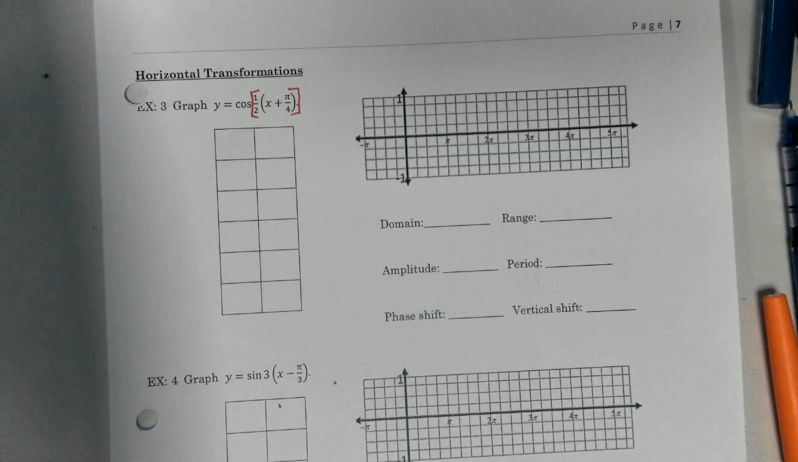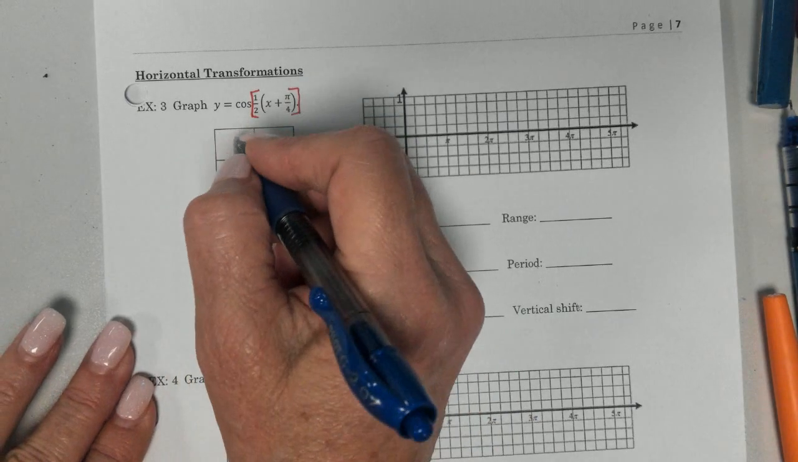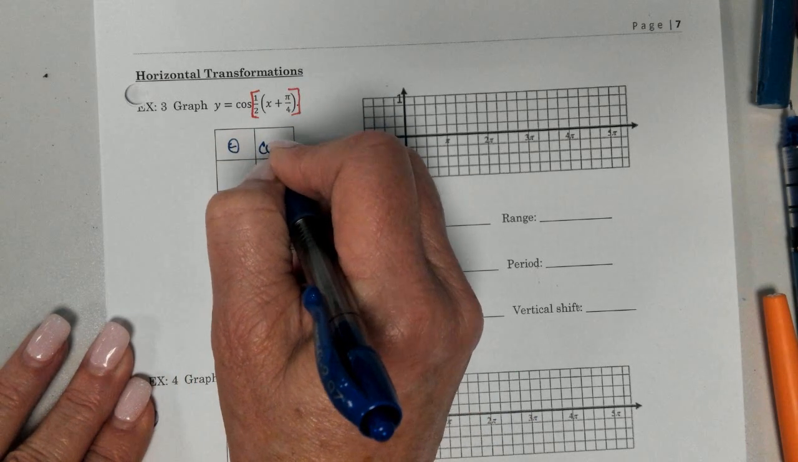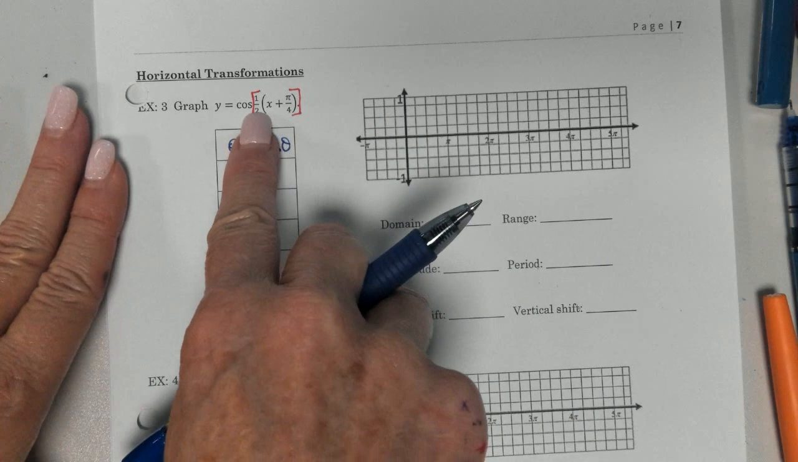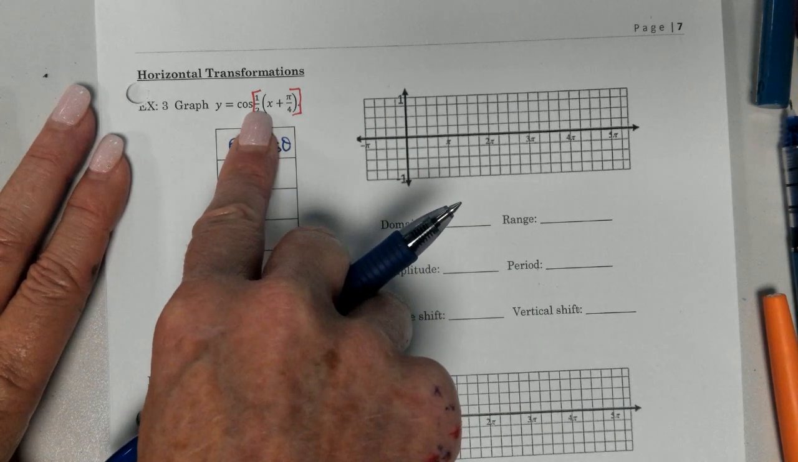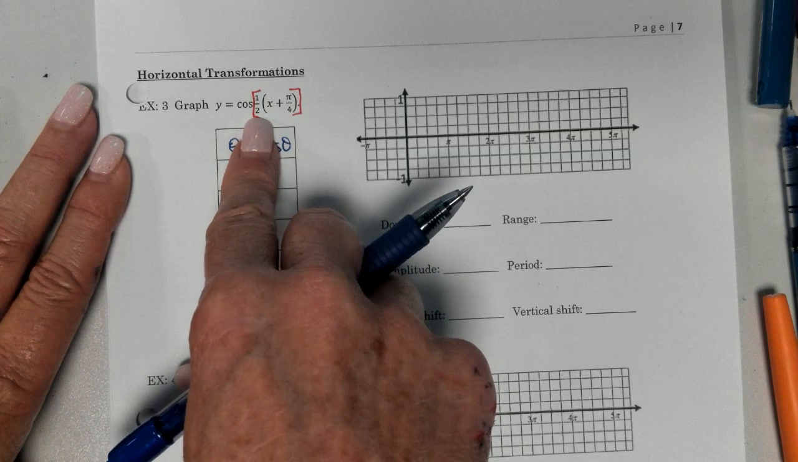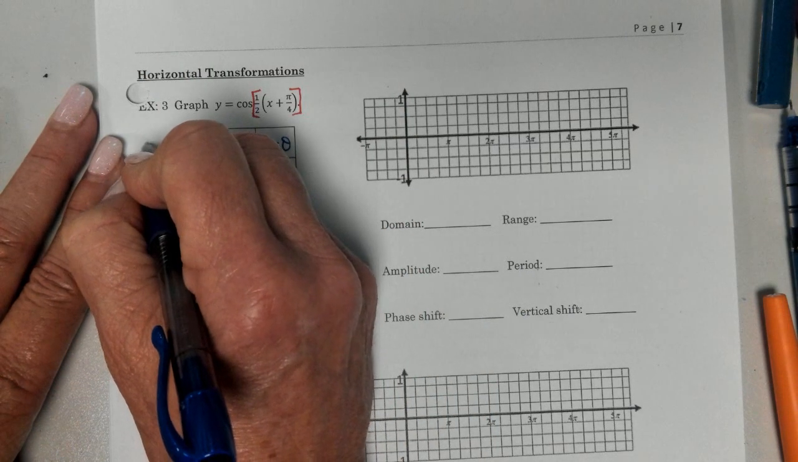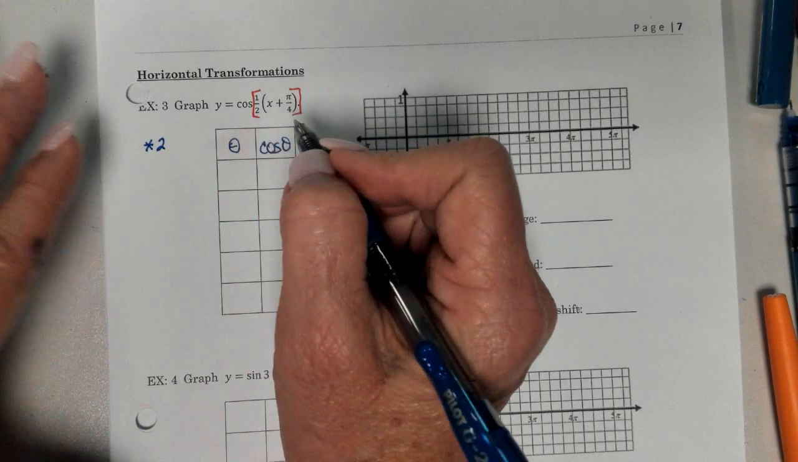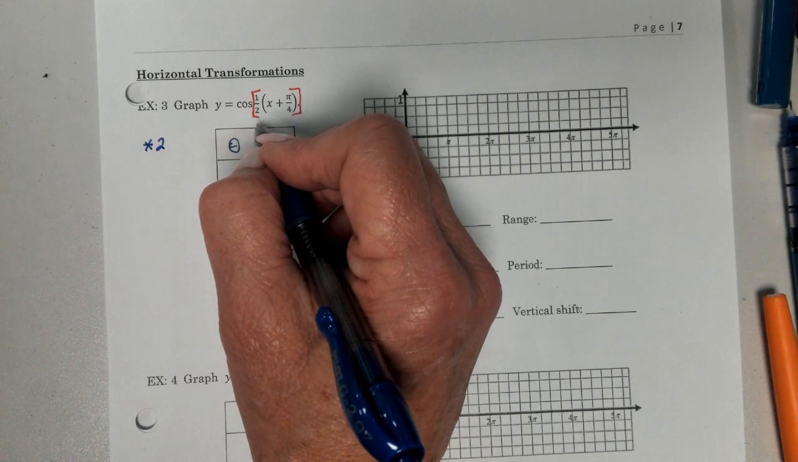All right, next thing, let's go ahead and start our table. Get our table of values here. Theta and cosine theta. Now, because these are within the house, inside those grouping symbols, we do the opposite. What is the opposite of multiplying by 1/2? Dividing by 2, right? Okay, so, but instead of saying dividing by 2, I like to say multiplying by 2. Okay, so multiplying by 1/2 is like multiplying by the reciprocal.